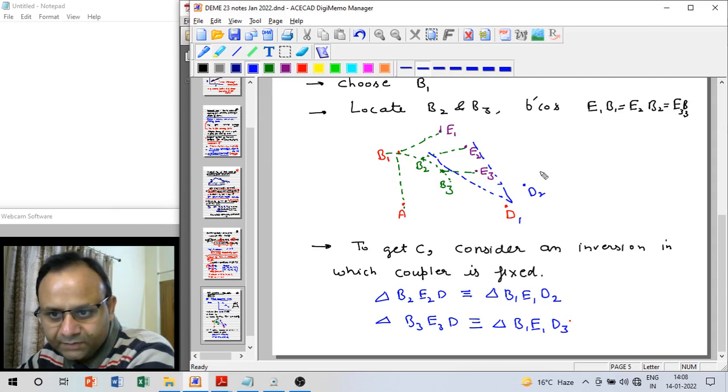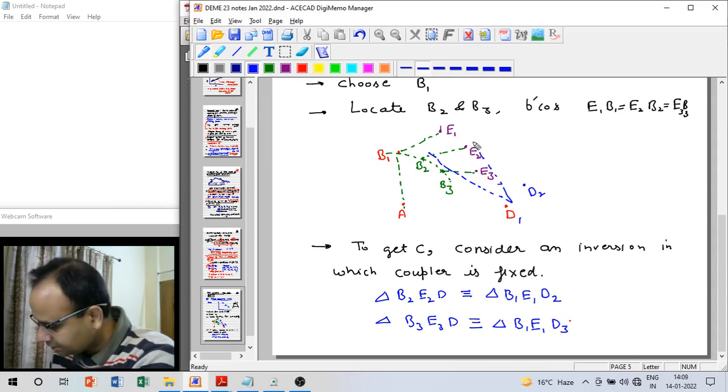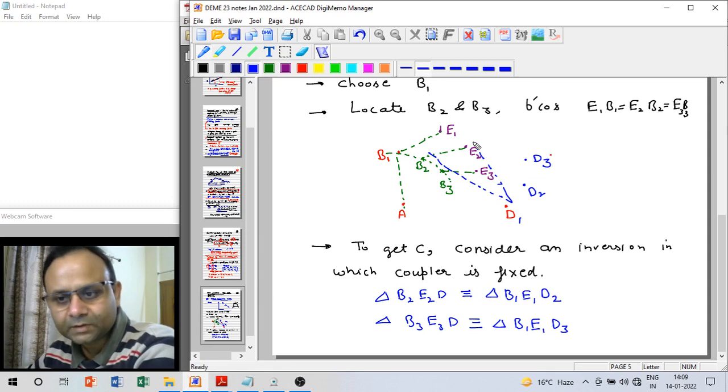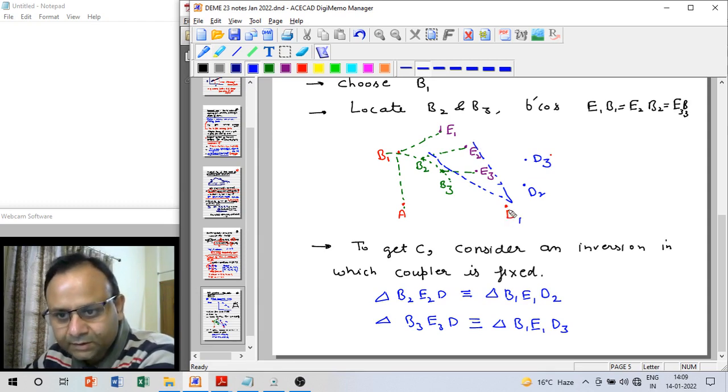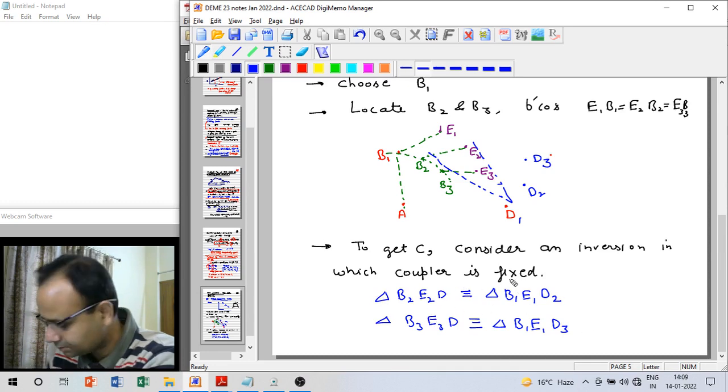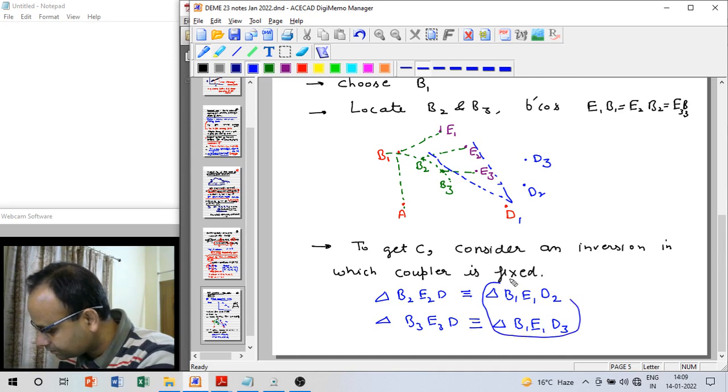Okay, so wherever you get the point D3, let us say you get point D3 here. See, what we did here is we got the position of point D when you have kinematic inversion in which coupler is fixed. Okay, and we got these positions by considering these similar triangles. We'll have to draw these triangles.